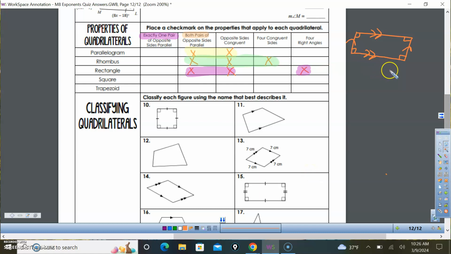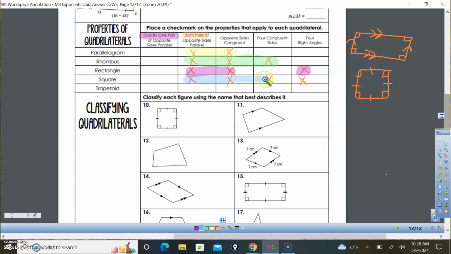And then a square. You should also all know that a square has four right angles. So I'm going to go ahead and check that box right away. A square has four right angles. A square has four congruent sides. So I'm kind of working backwards in my table here. Since all four sides are congruent, all opposite sides are congruent, and all opposite sides are also parallel.